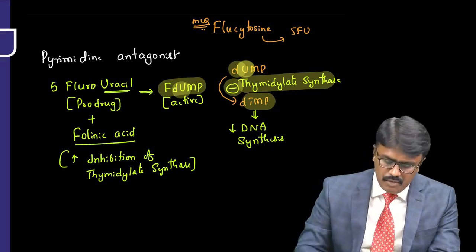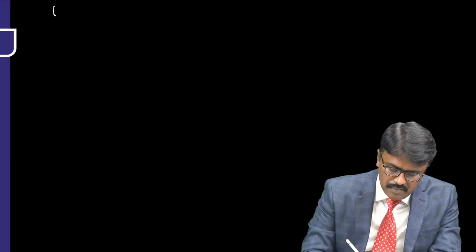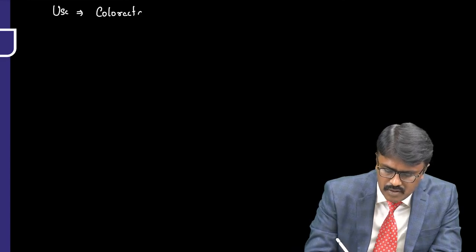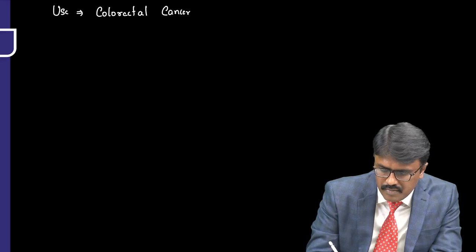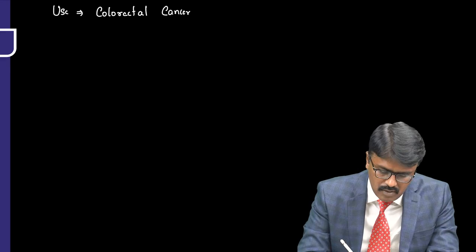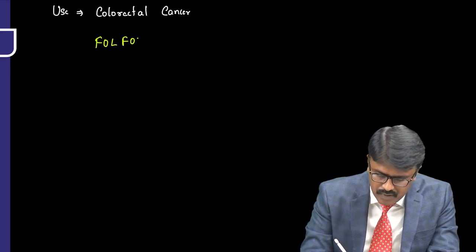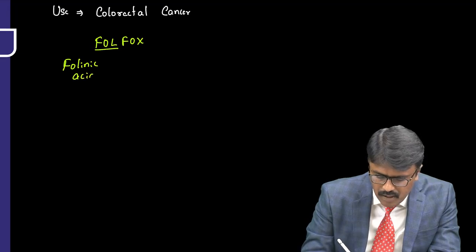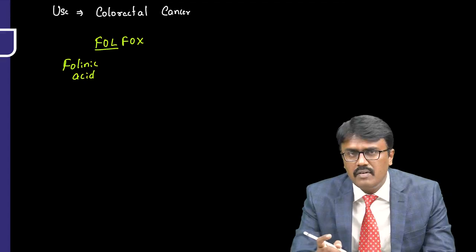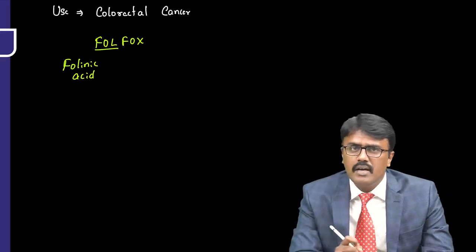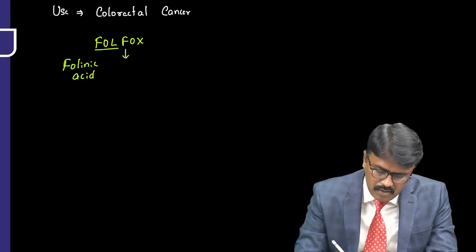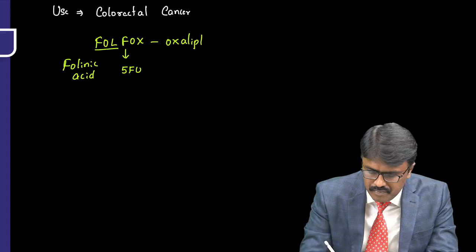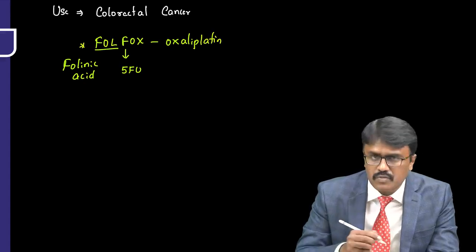Okay. Now 5-fluorouracil, where to use it? It is usually given in solid tumors like colorectal cancer. And in colorectal cancer, we use a regimen called FOLFOX. Sir, what is FOLFOX? FOL stands for folinic acid. I told you why we add folinic acid, because it enhances the activity of 5-fluorouracil to bind to the enzyme and inhibit it. F stands for 5-fluorouracil and OX stands for oxaliplatin.